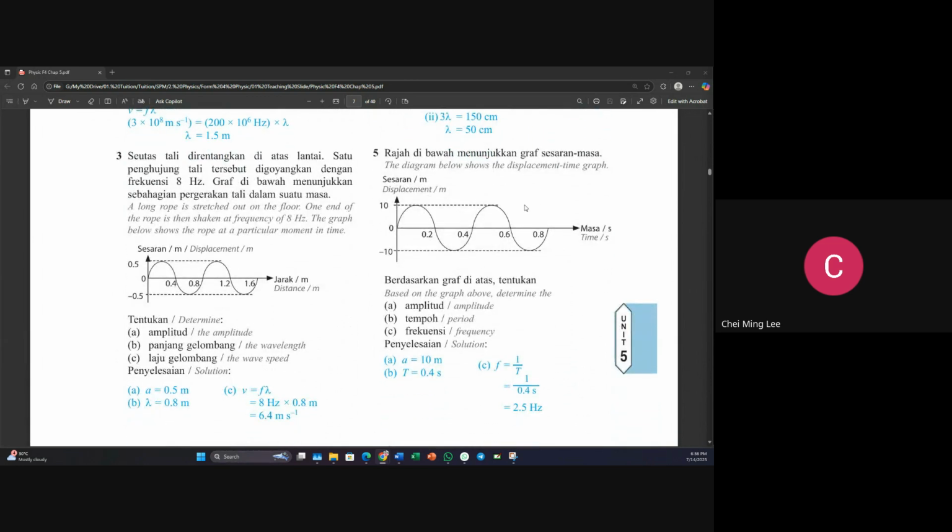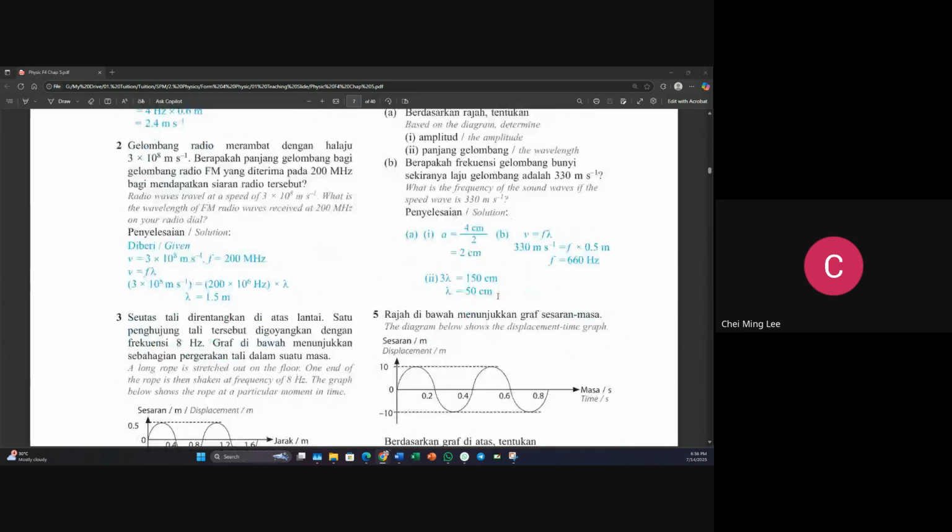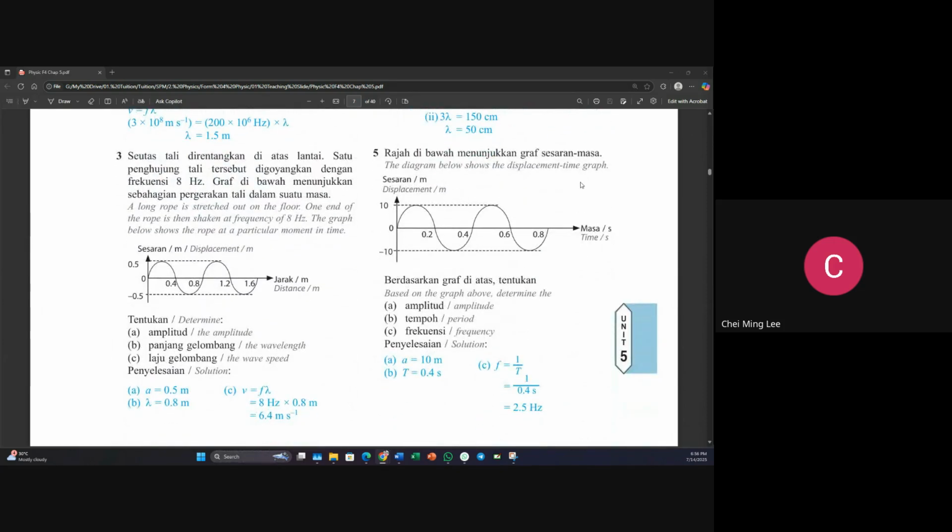All right, now the final one. The diagram below, this one I know you didn't do. I just go through it because it's almost similar to the top one. The diagram below shows the displacement-time graph. So you see the amplitude is 10 meters. The period is 0.4 second. So frequency f equals 1 over T, 1 over 0.4, which is 2.5 Hertz.